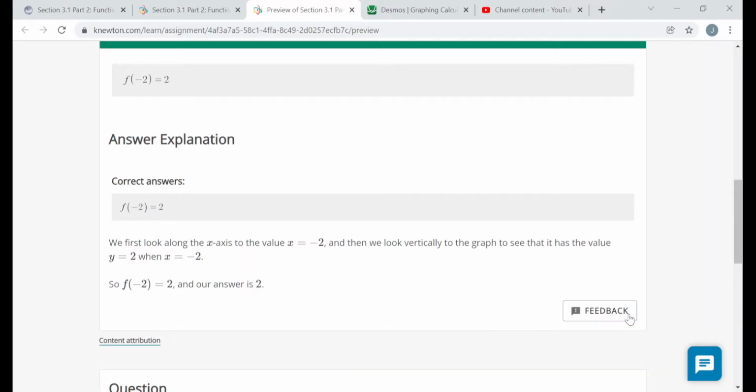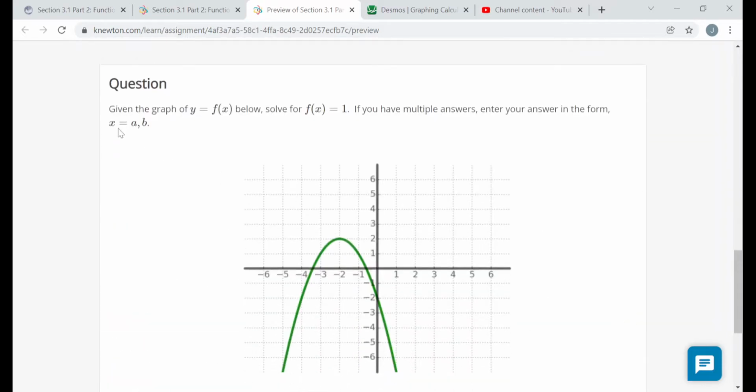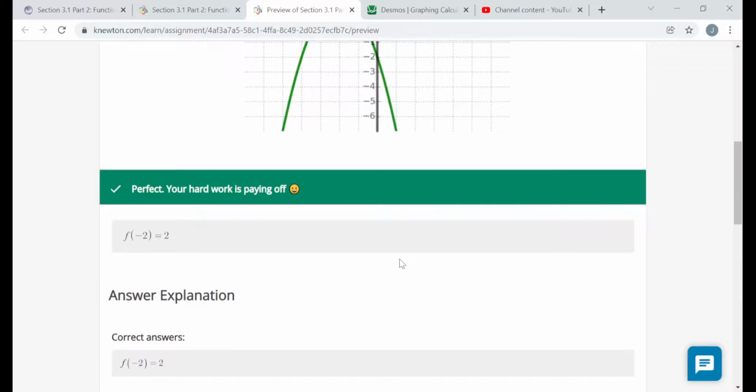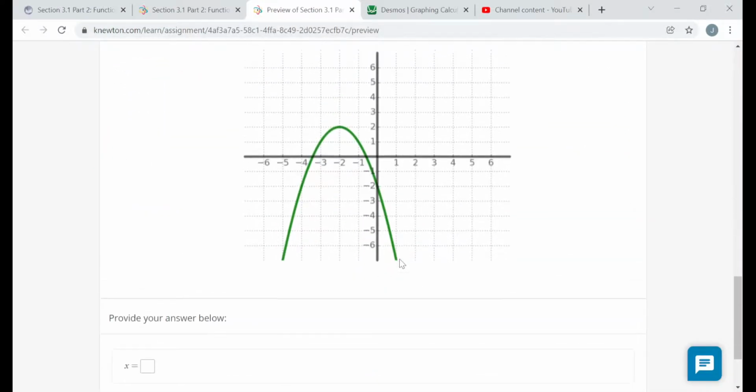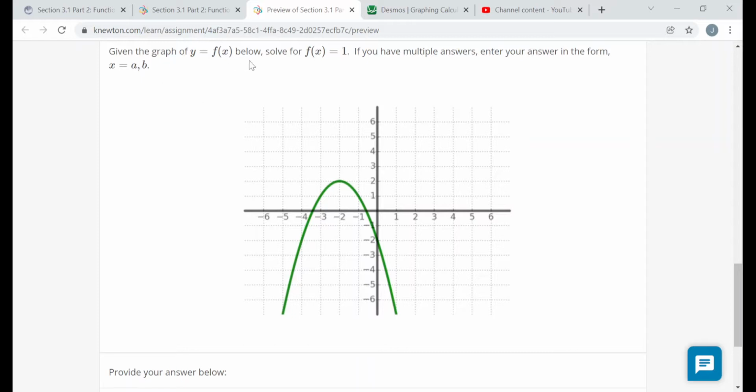All right, next question is still related to the same objective. Now look, it's the same graph. They give us the same graph as earlier. All right, same downward opening parabola. But this time they say solve for f of x equals 1. And if you have multiple answers, just put commas between them. X equals 2 values, 3 values.